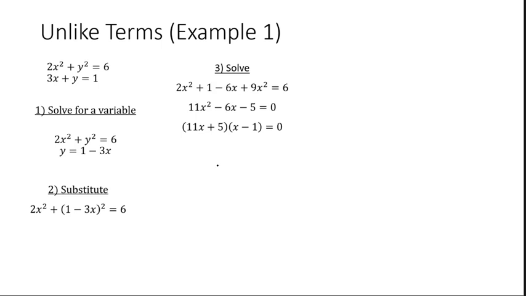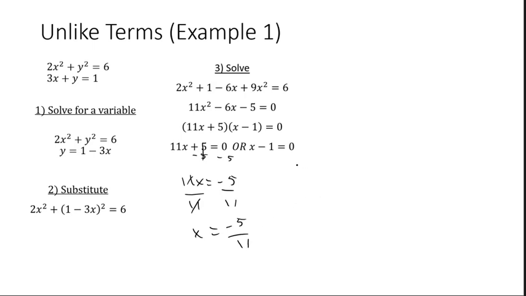Now from here, once we have factored, we can set each part equal to 0 because we have two numbers multiplied together equaling 0. So either 11x plus 5 is 0 or x minus 1 is 0. So the first one we can solve by subtracting 5. We get 11x equals negative 5. Then divide by 11. That gives you x equals negative 5 over 11.